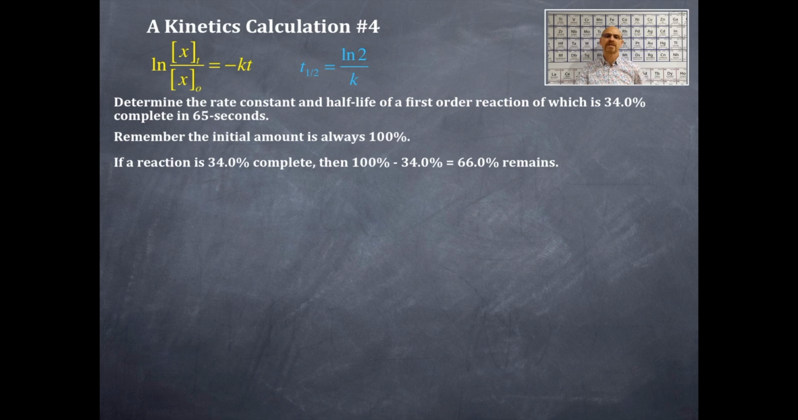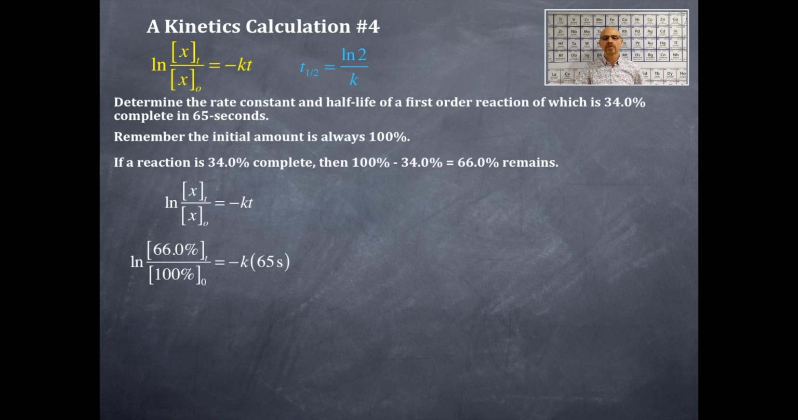We have 65 seconds, that's our t of time, and we have the initial amount that's assumed to be the 100%. We have how much remains, that's 66, and therefore we can solve for that rate constant using the integrated first order rate law. So there's the integrated first order rate law. We're going to plug in the appropriate values into that: the 66% remains at time t, that's 65 seconds, and the 100% is the initial amount.